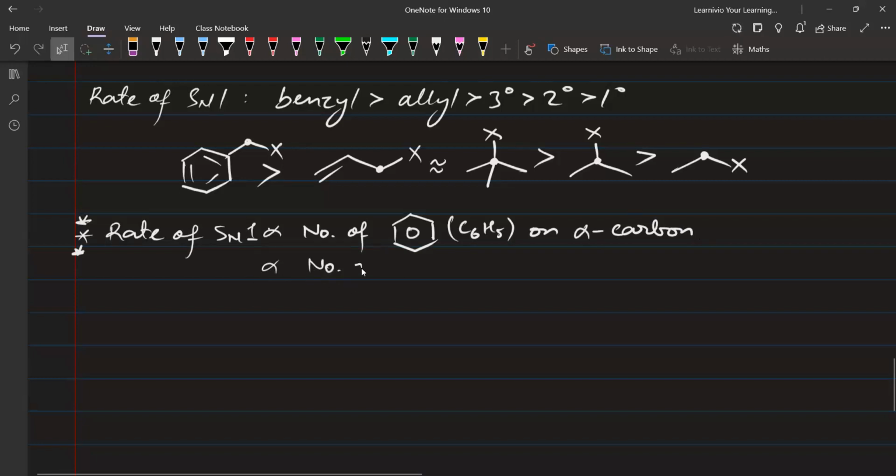number of alkyl group, that is R group. R मतलब CH3, C2H5, anything on alpha carbon. जल्दी से कॉपी कीजिए, then we will do some question.